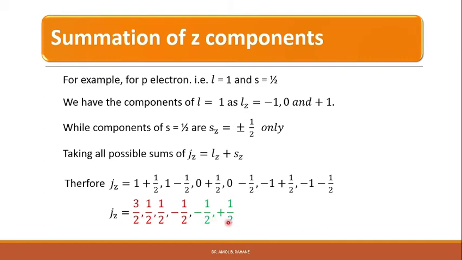And the next two values, minus half and plus half, belong to J is equal to 1 half. So the first 4 values belong to J is equal to 3 by 2 and the next two values belong to J is equal to 1 half, which agrees with the values we have calculated from the vector summation method.